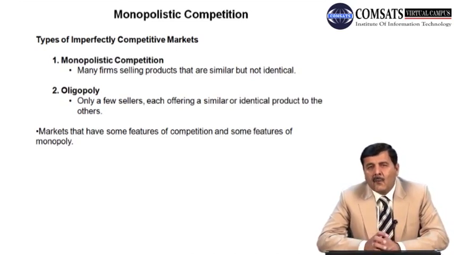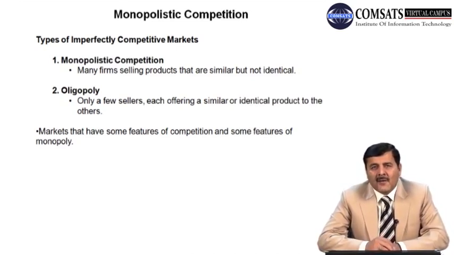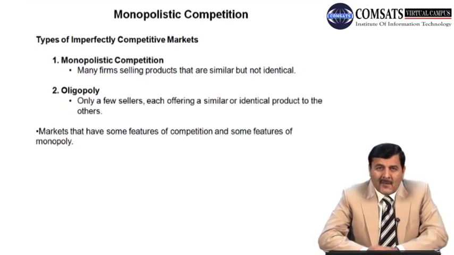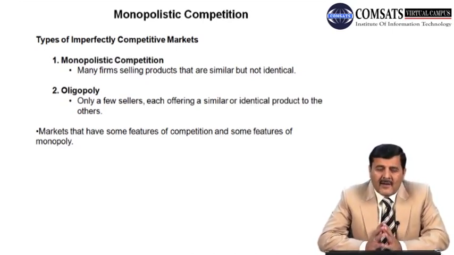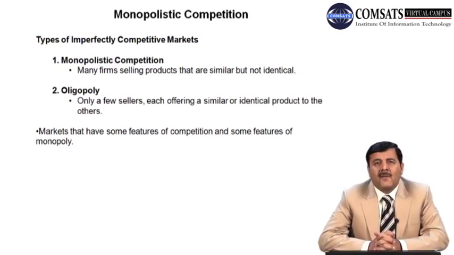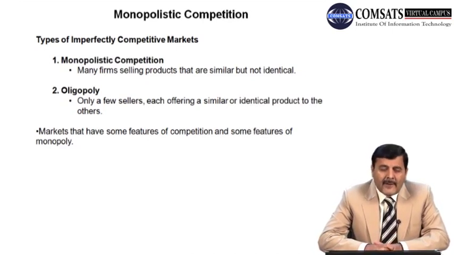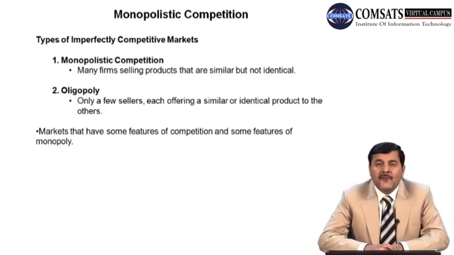So what did we say? When there are many sellers of the product in the market, and products are similar but not identical, that is monopolistic competition. And what is oligopoly? When there are only a few firms providing the product in the market, and products are similar or identical to the others, that sort of market structure is known as oligopoly.